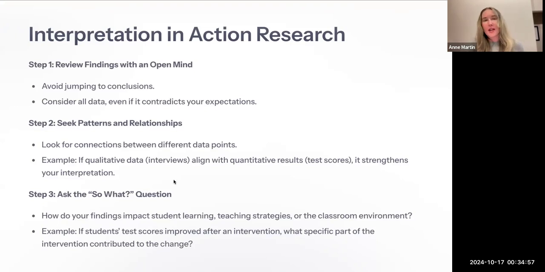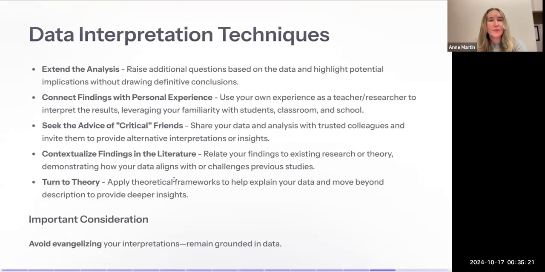So I'm thinking back to the example about the math facts. She noticed, okay, they're getting 60%, 70%, but then taking the time to go back: okay, what question did they miss? Why? What's going on here? Ask the so what question: how do your findings impact student learning in your classroom? And then going back to your intervention and your research questions as well.